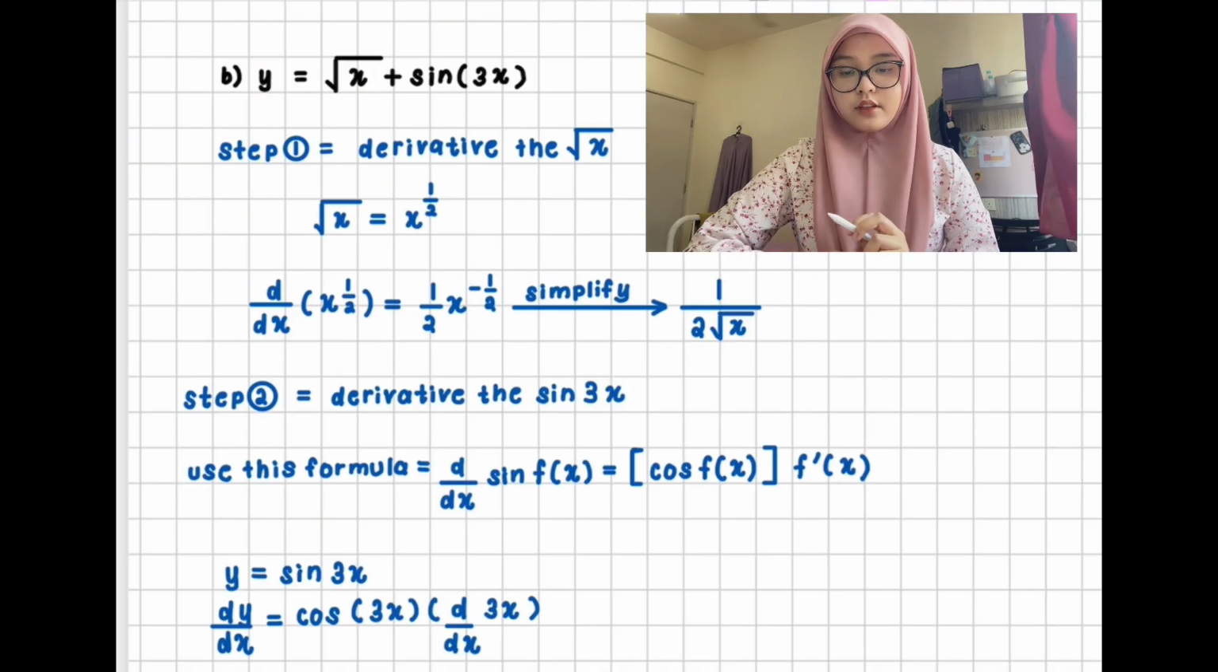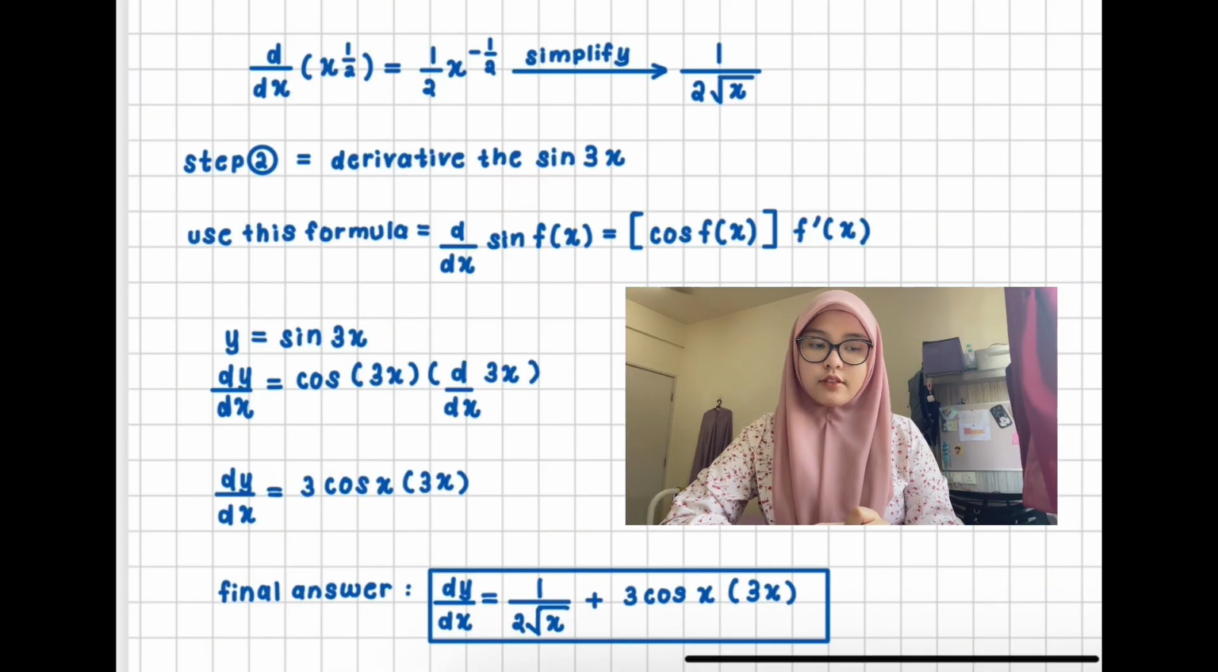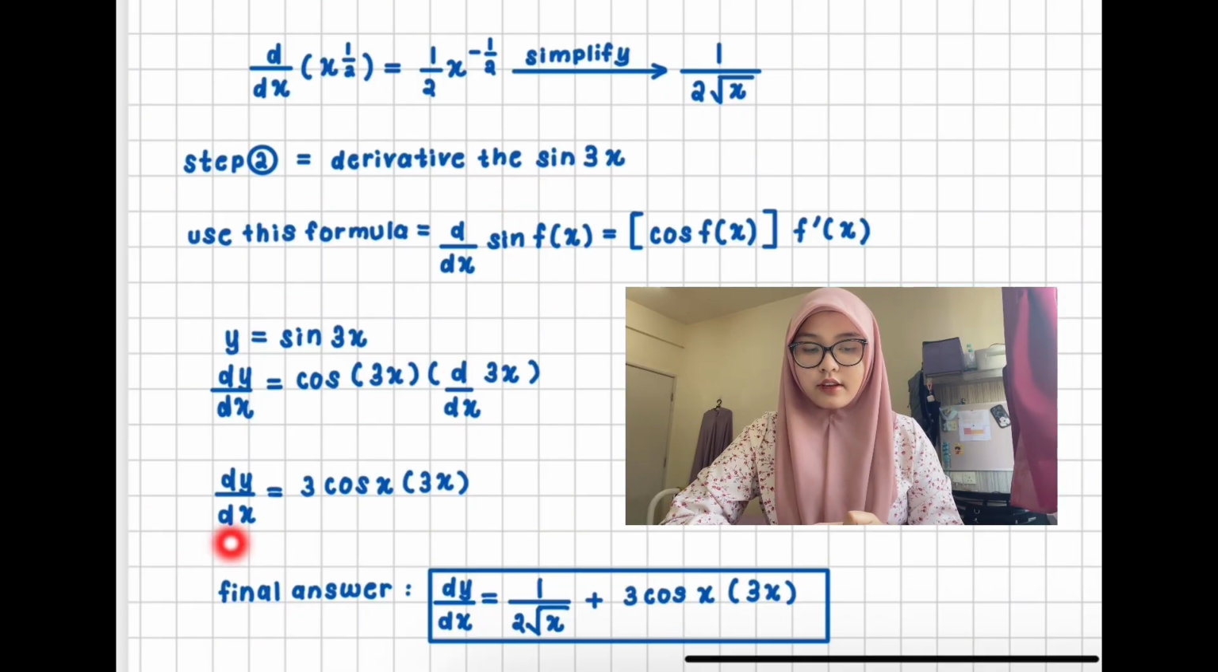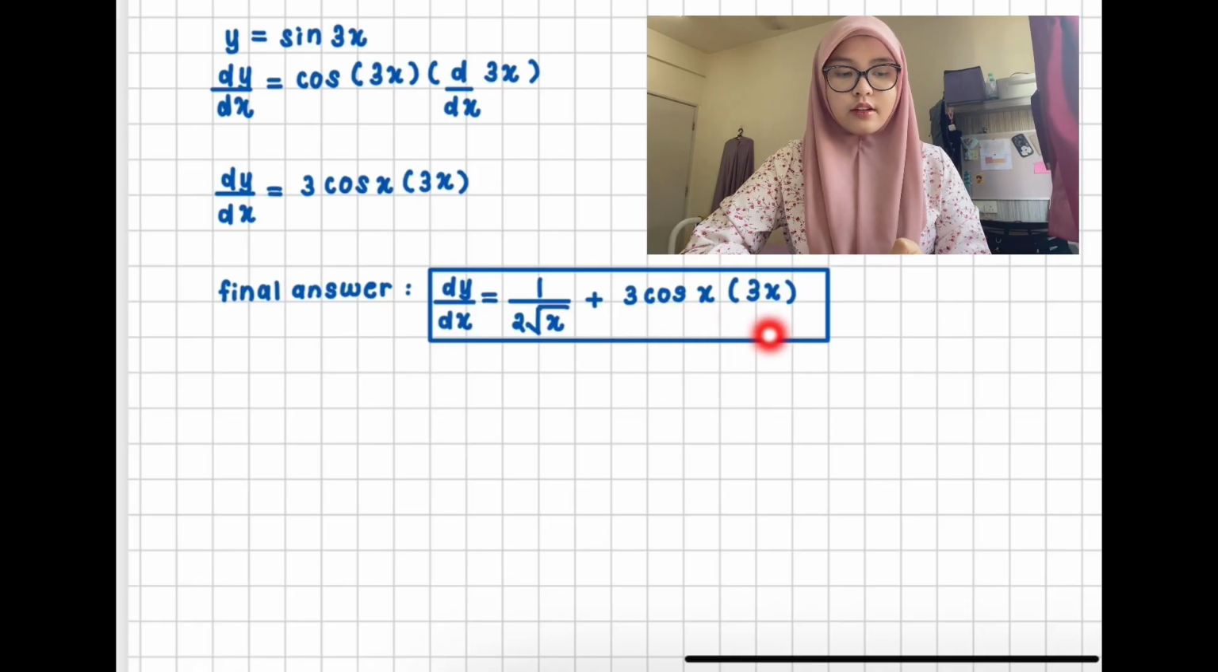Step 2. Differentiate sine 3x. By using this formula, the derivative of sine 3x is 3 cosine 3x. So the final answer is dy over dx equals 1 over 2 square root x plus 3 cosine of 3x.